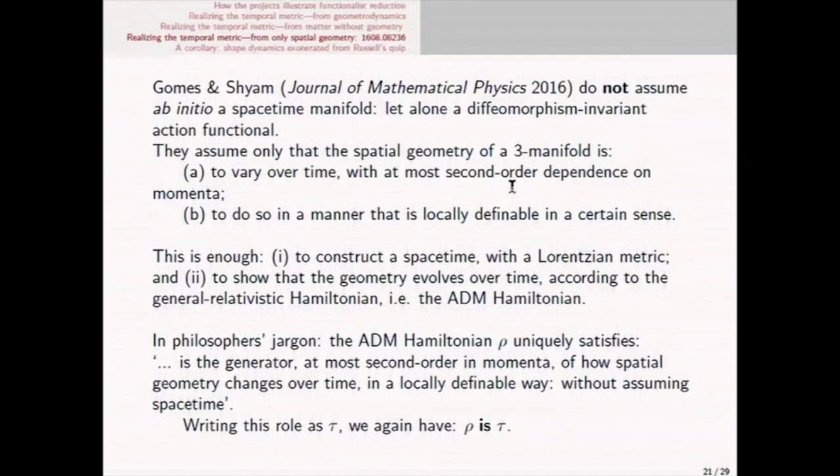So I'll tell you a little bit more about that. And that the spatial geometry of the three manifold is to vary in a manner that is locally definable. And then this is in fact enough to construct a space-time with a Lorentzian metric and to show that the geometry evolves over time according to the general relativistic Hamiltonian or ADM Hamiltonian. So maybe I should say a few more words. This is still a little bit cryptic.